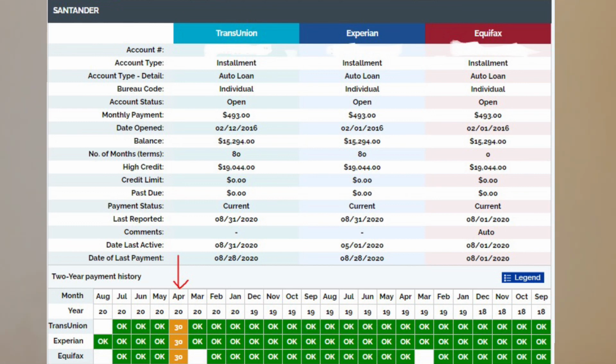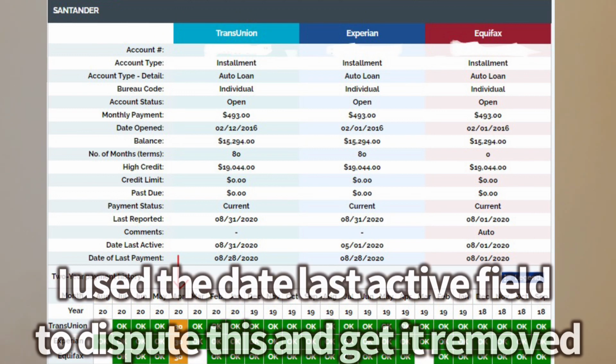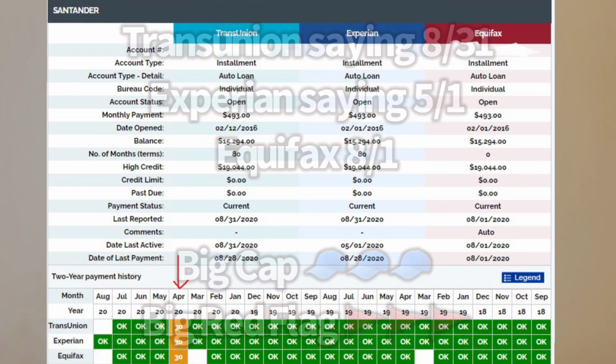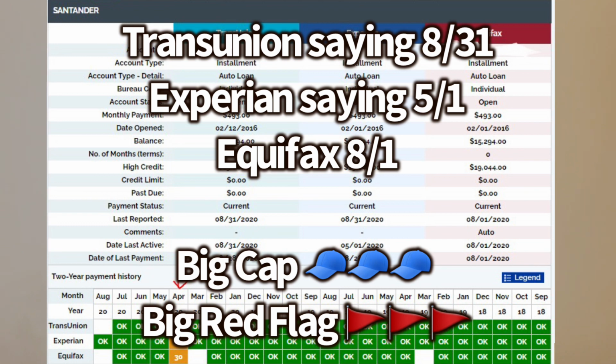On this particular example, what worked for me on this account, I used the date last active for my dispute. And if you see, TransUnion is saying that it is August the 31st that I was last active. Experian is saying that it was May the 1st when I was last active. And Equifax said it was August the 1st when I was last active. All right, everybody can't be right. It's impossible. If you're getting your information from the same source, everyone can't be right. It's got to match across the board.